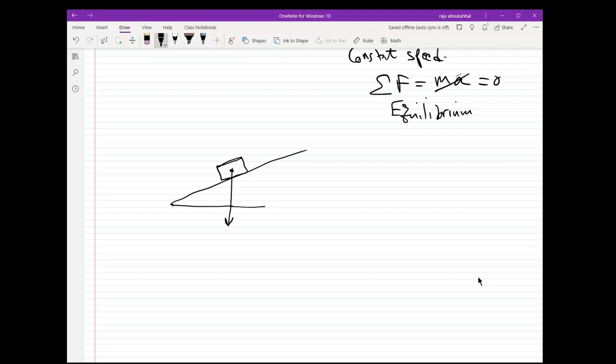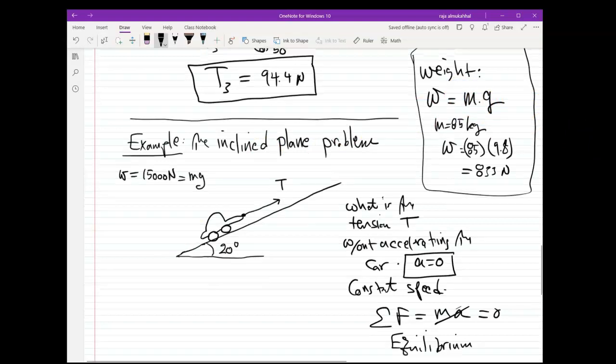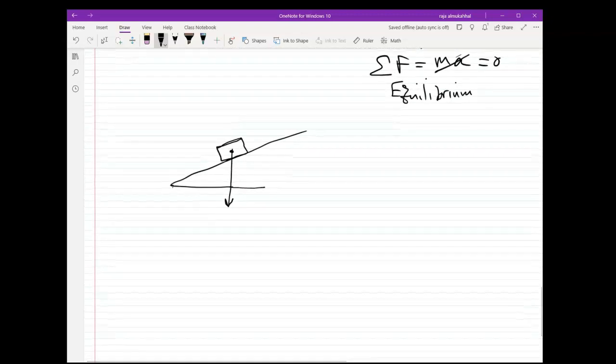Remember we talked about the weight. The weight is equal to W equals 15,000. And W is mg. I like to just call it mg explicitly, like that. So I'm going to call it mg. You can call it W if you want to, but I prefer mg. So mg means weight.